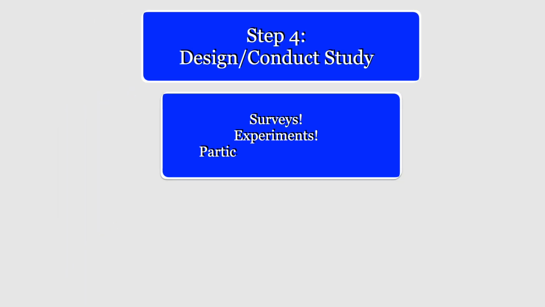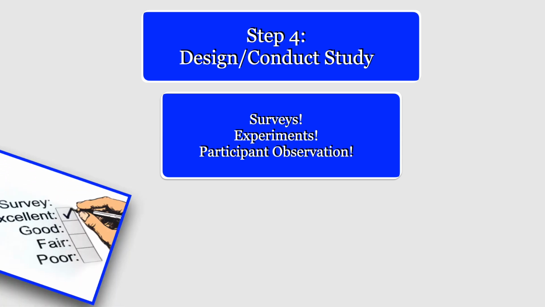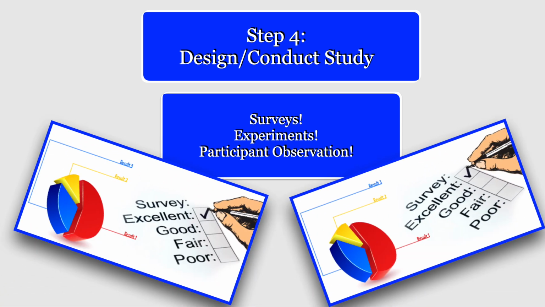Then step 4 is the design of the study itself. How are you going to go about affirming or disproving your hypothesis? There are basically three main ways that social scientists go about doing their research. The most common and probably cost-effective way is to do a survey.